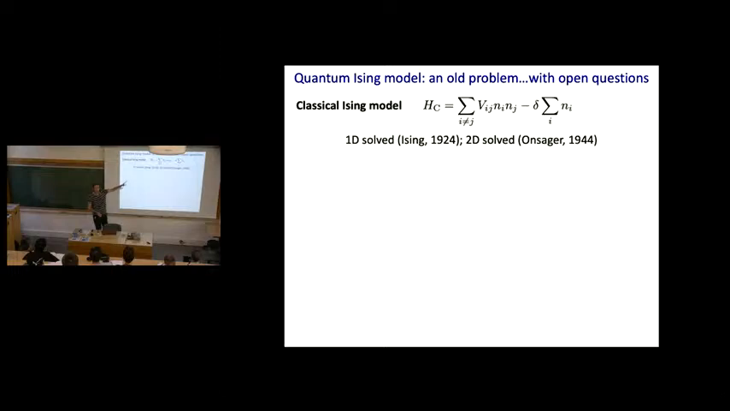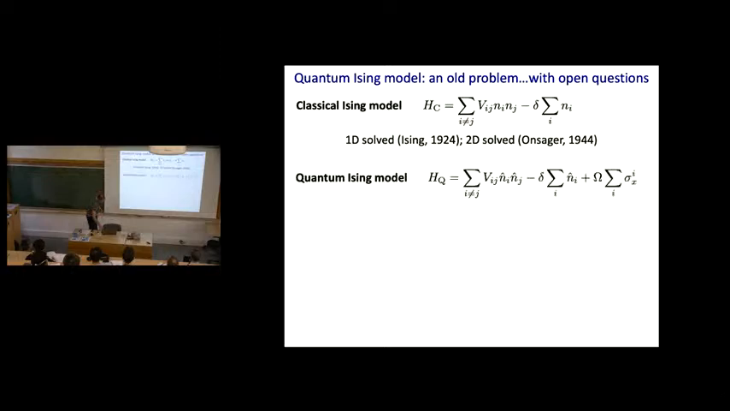So the first thing is the classical Ising model had been solved in 1924, so 100 years ago. In 1D. In 2D, it was a major tour de force. It was achieved by Onsager in 1944. And it was completely analytical. The quantum one was analytically solved in 1D, but only in 1961. So you see, already it took 40 years to be able to solve it.